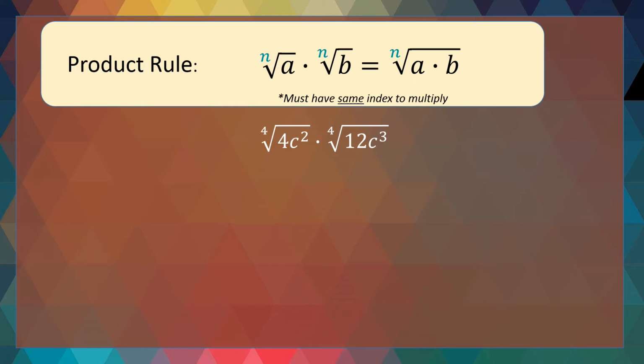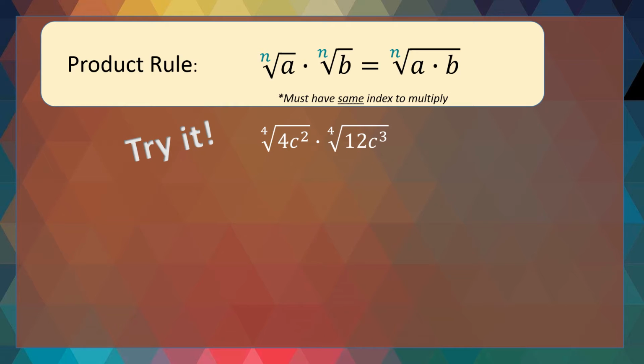The fourth root of 4c squared times the fourth root of 12c cubed. This is your try it problem. Let's see how you did.